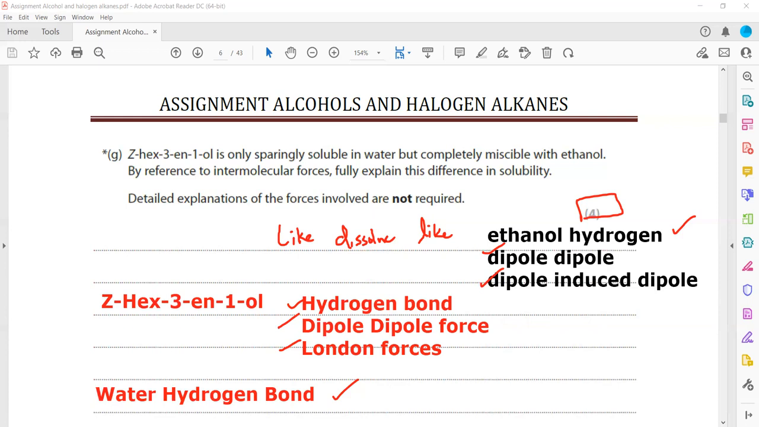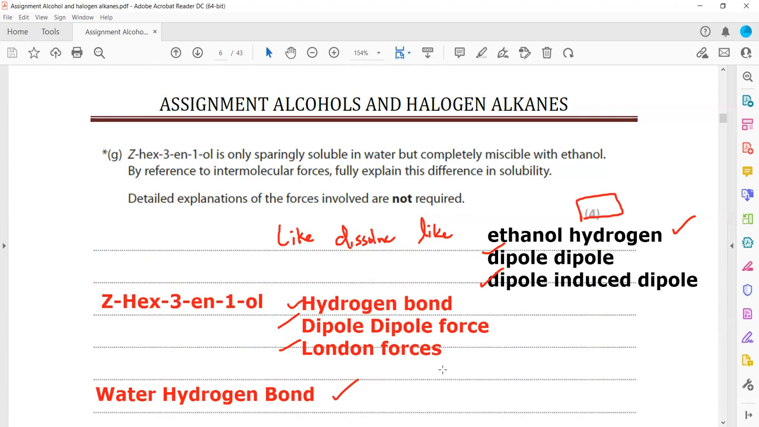dipole-dipole force. And so hex-3-en-1-ol can form strong London forces with ethanol, so it can dissolve, but water does not have London dispersion forces. That's why it is only slightly soluble. It can form hydrogen bonds, but the London dispersion forces are not there in water, or are very weak. That's why it does not dissolve completely. Sparingly only it is soluble.